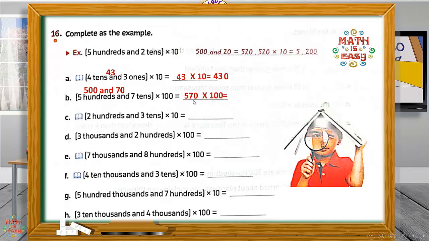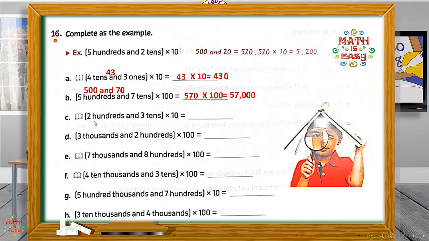And now take all zeros out. 1, 2, 3. Put 3 zeros out, and don't forget to put a comma after each 3 digits. 1 times 57 equals 57. Your answer 57,000. Next one, 2 hundreds.